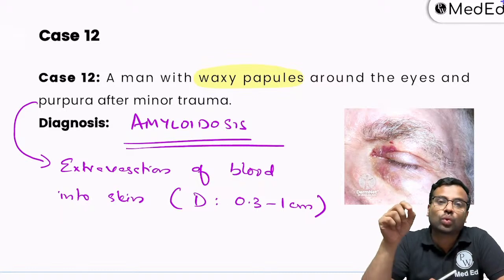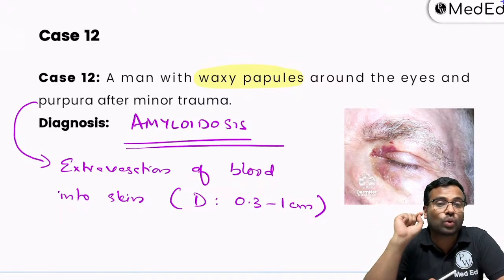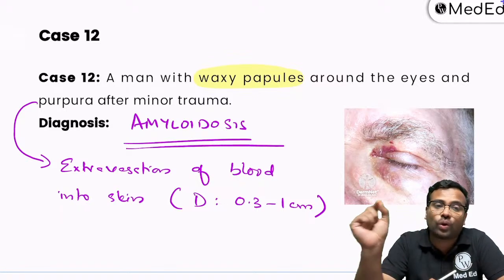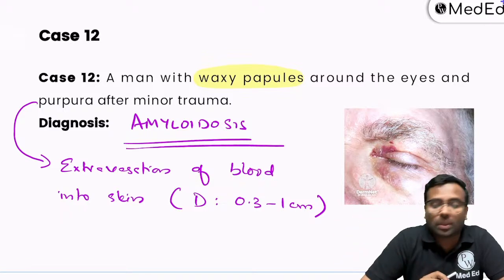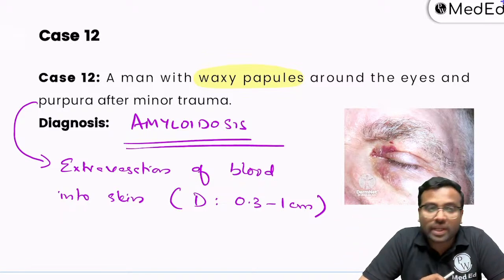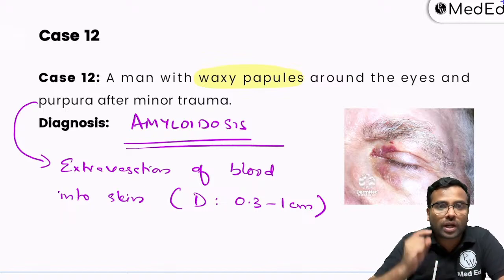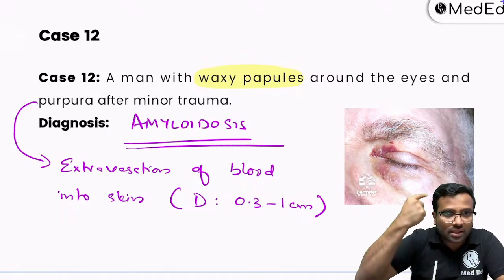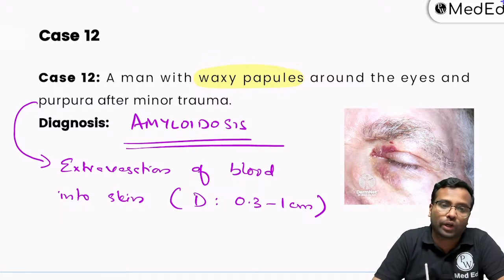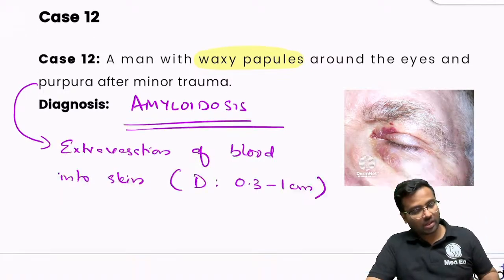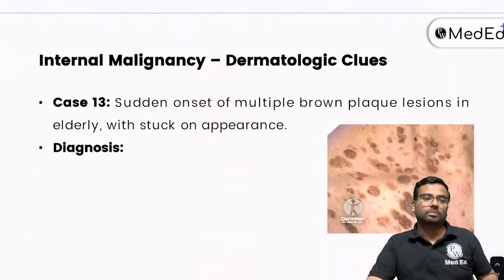Whenever you find a patient who is complaining of waxy papules over the skin, waxy papules along with a purpura, and this purpura is always appearing around the eyes after a minor trauma, this is called amyloidosis. Okay. So now let's see another one.